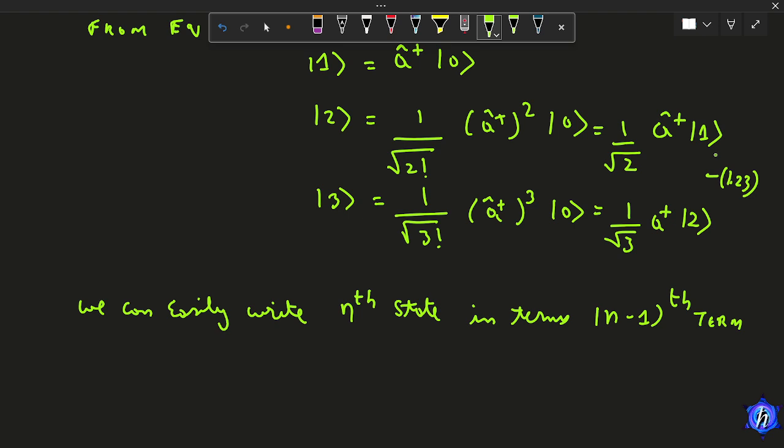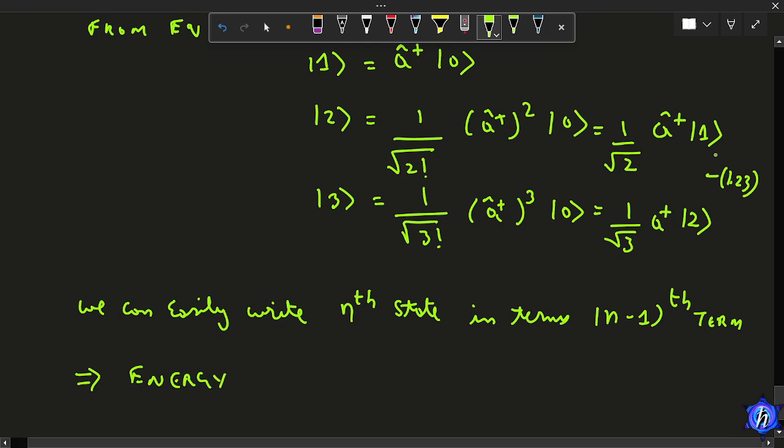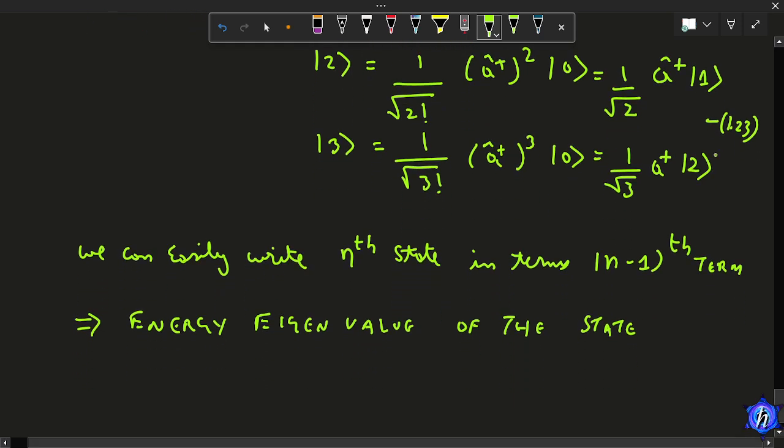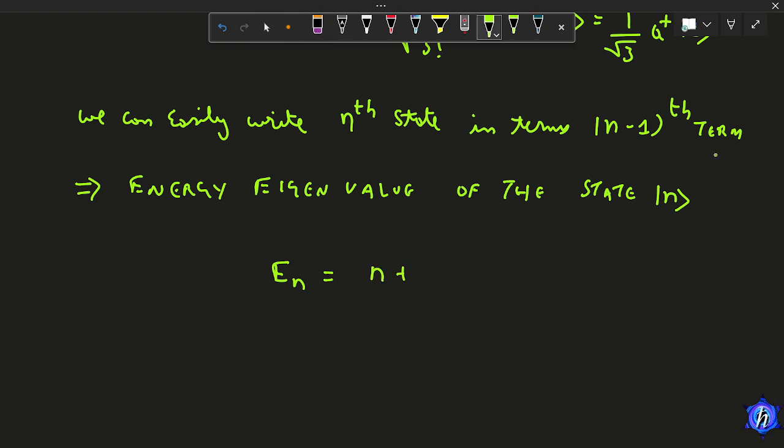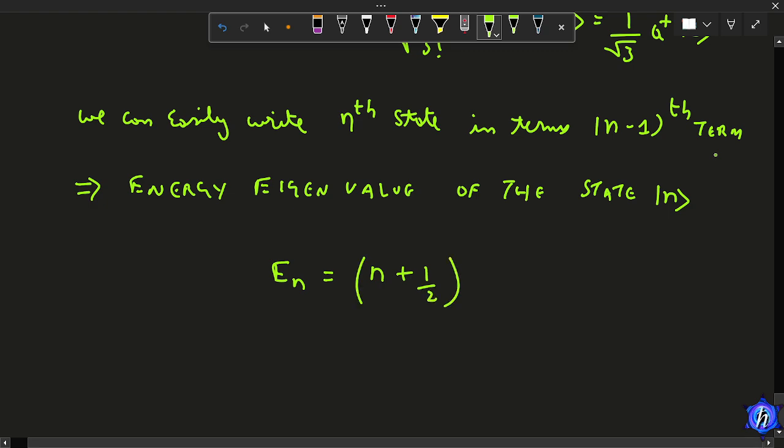The energy eigenvalue of the state can be written as E subscript n equal to n plus 1 half h cross omega.